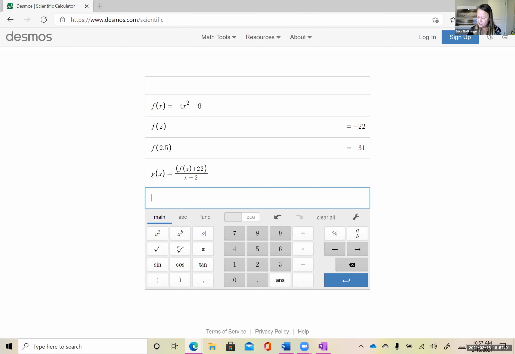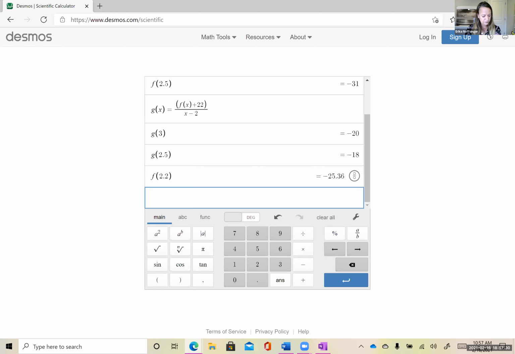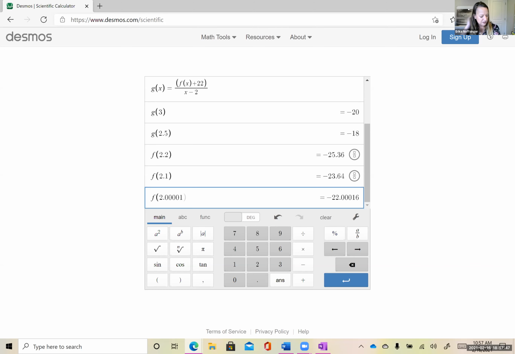So let's look at what that slope would be if I looked at g of 3. That would be between the points at 2 and 3 on that function, and it is negative 20. Let's look at g of 2.5. Notice that slope is negative 18. Let's get closer to 2. So let's look at f of 2.2. That gives me negative 25.36. How about f of 2.1? That's giving me negative 23. 2.00001, that's negative 22. Or how about f of 1.9? That's negative 20. F of 1.9999999.